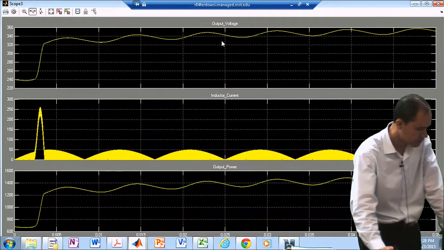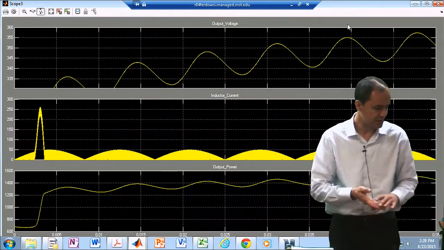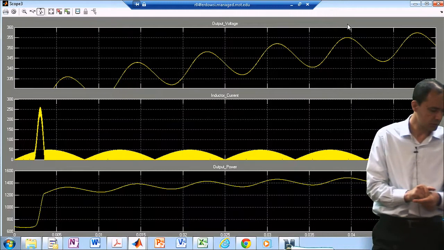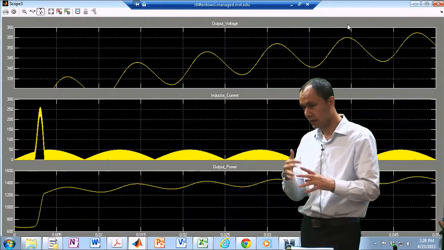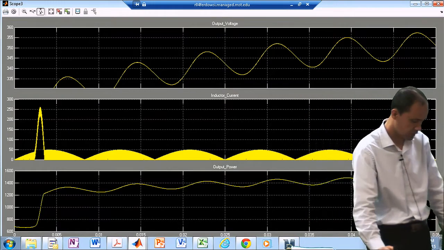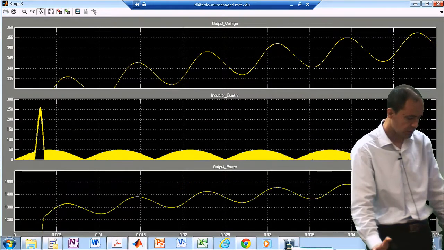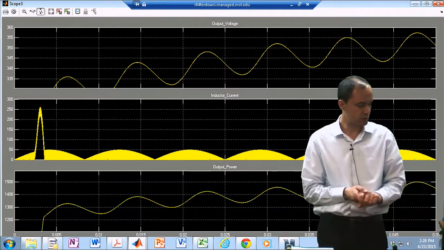And as I had expected, my output voltage is larger because I'm providing more power. It hasn't settled yet. Before it was 240 volts. Now it is 350 volts. Again, it is still larger than the peak value of the input voltage. And because of that, my output power is larger now. It was, I don't know, 680 watts.